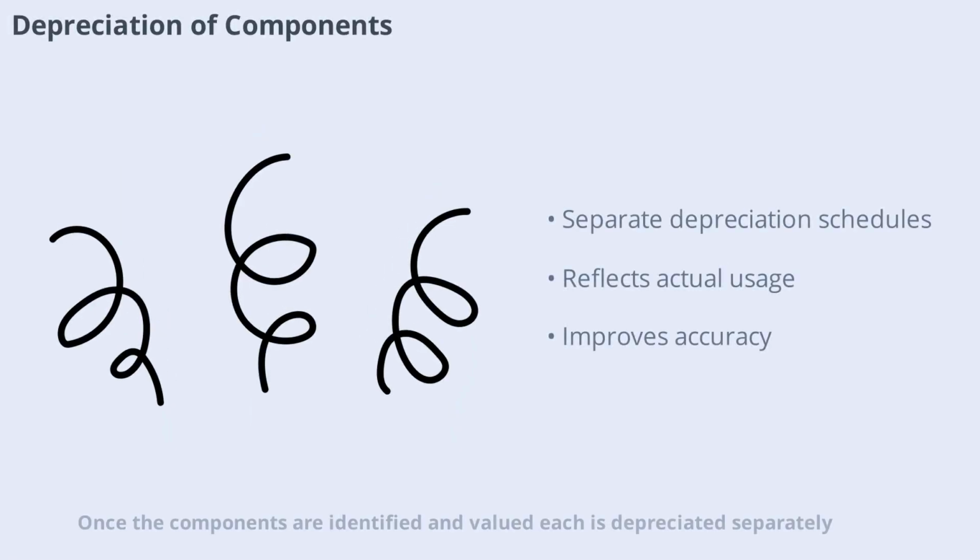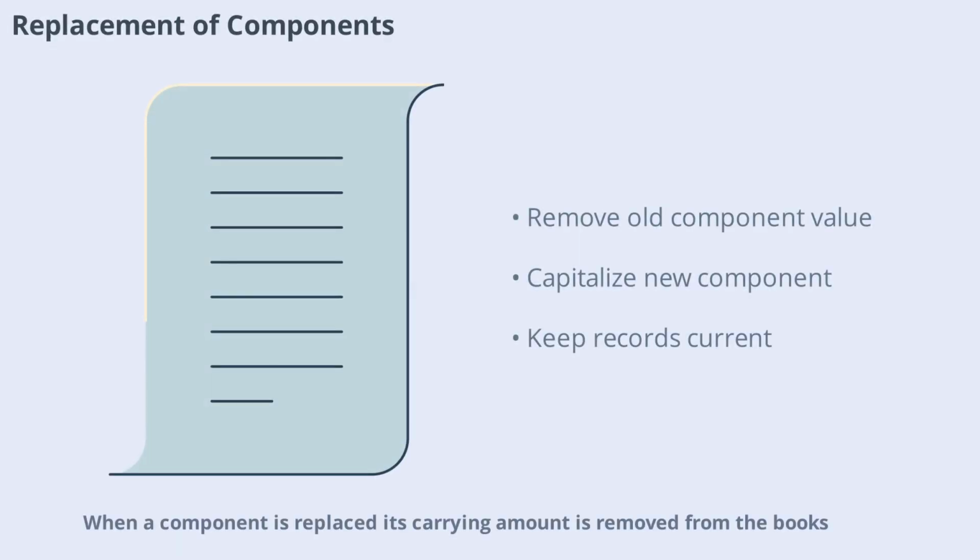Once the components are identified and valued, each is depreciated separately. This means that when a component reaches the end of its useful life, only that part is written off, not the entire asset. For example, if a roof is expected to last 20 years and the building 50 years, the roof's cost is spread over 20 years, while the building's structure is depreciated over 50. This method provides a more accurate reflection of asset consumption and replacement need. When a component is replaced, its carrying amount is removed from the books, and the cost of the new component is capitalized.